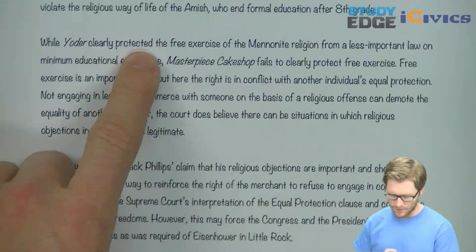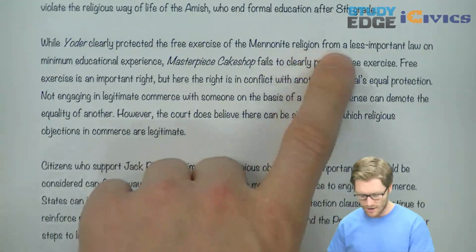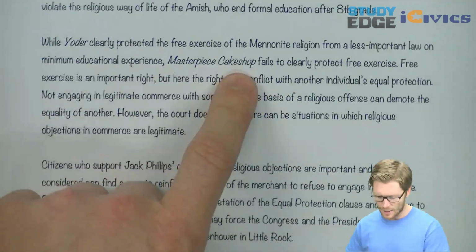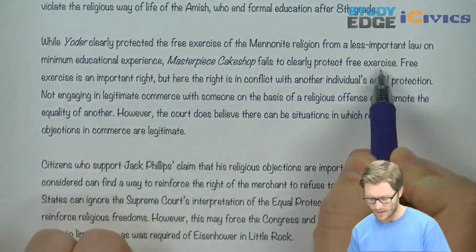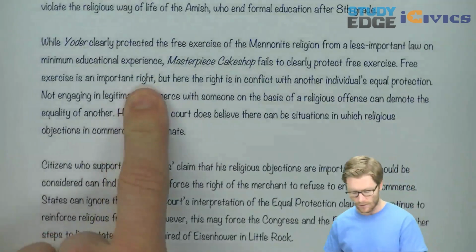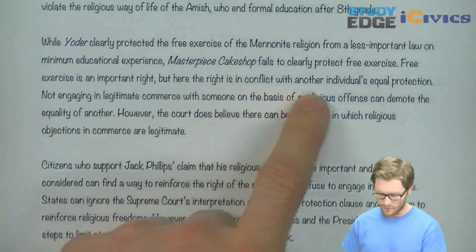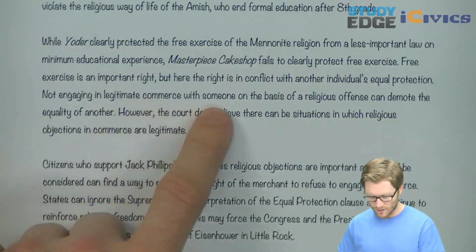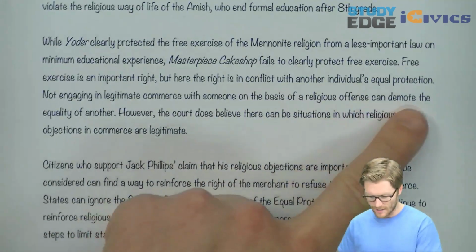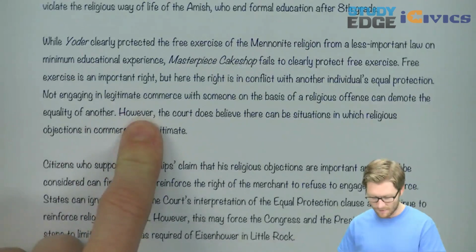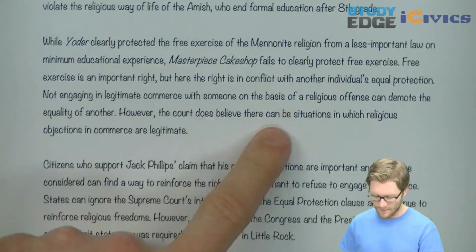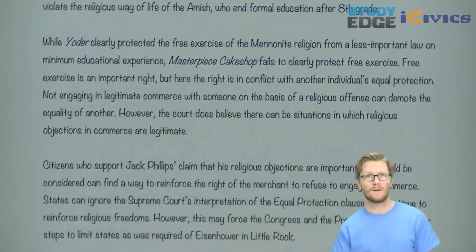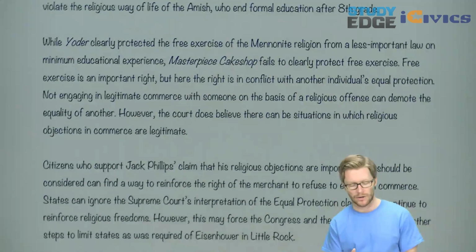So here's how we might earn that second point from B. While Yoder clearly protected the free exercise of the Mennonite religion from a less important law on minimum educational experience, Masterpiece Cakeshop fails to clearly protect free exercise. Free exercise is an important right, but here the right is in conflict with another individual's equal protection. Not engaging in legitimate commerce with someone on the basis of a religious offense can demote the equality of another. However, the court does believe there can be situations in which religious objections in commerce are legitimate. Now, that's how we would earn that point.